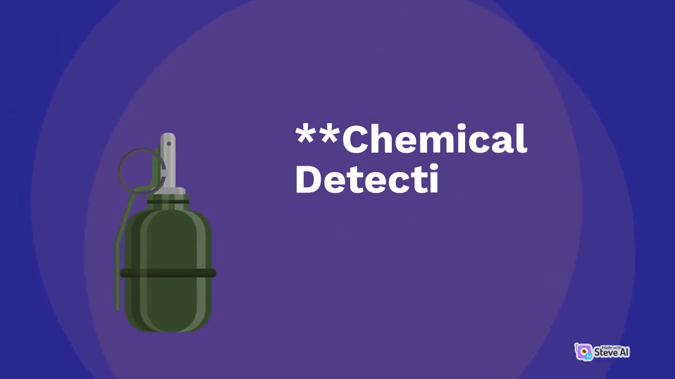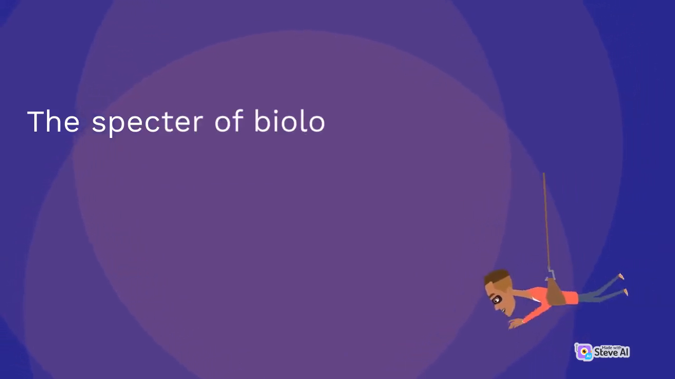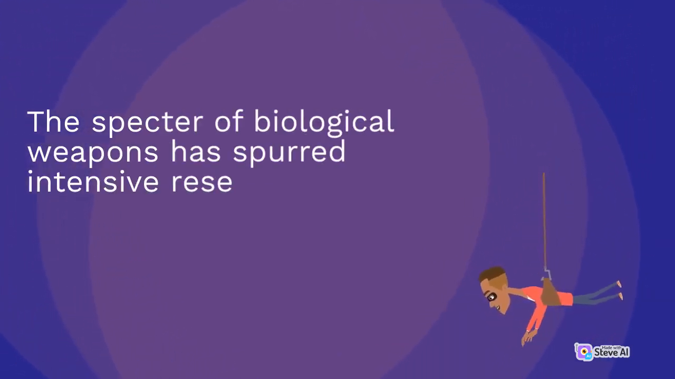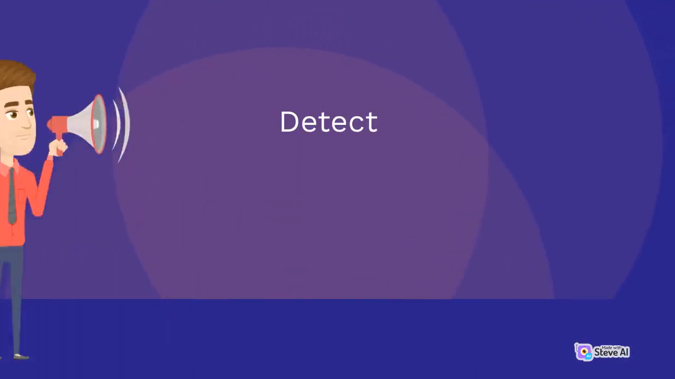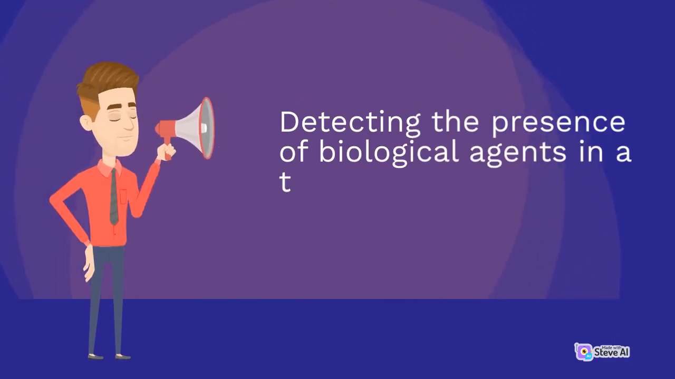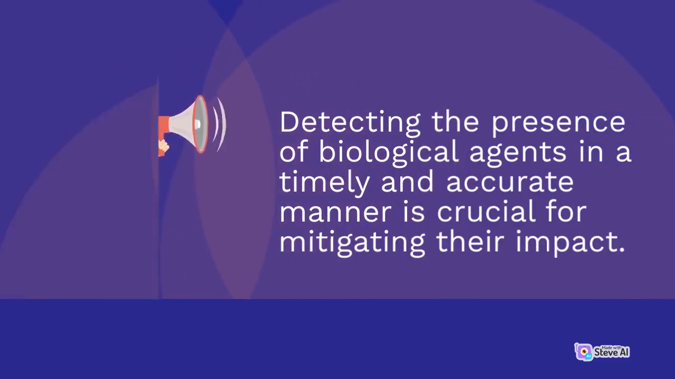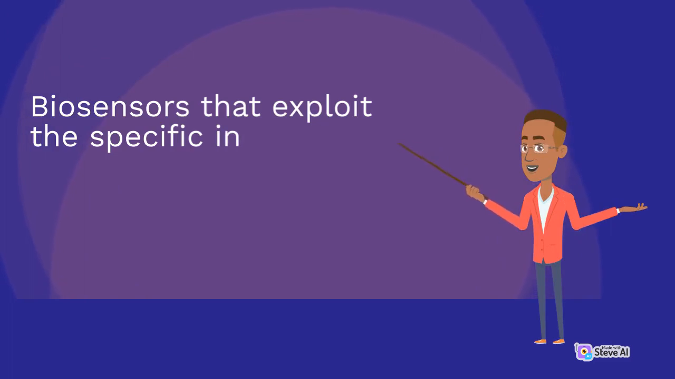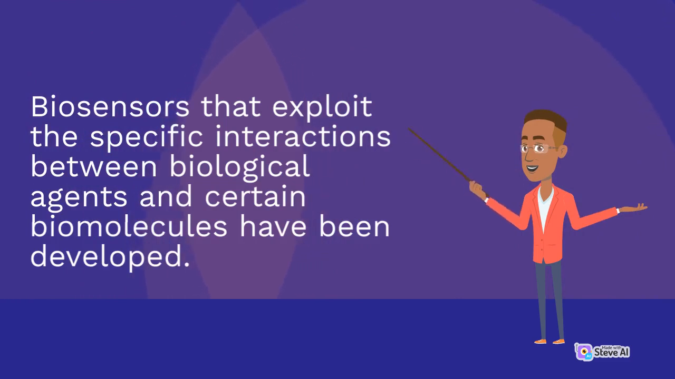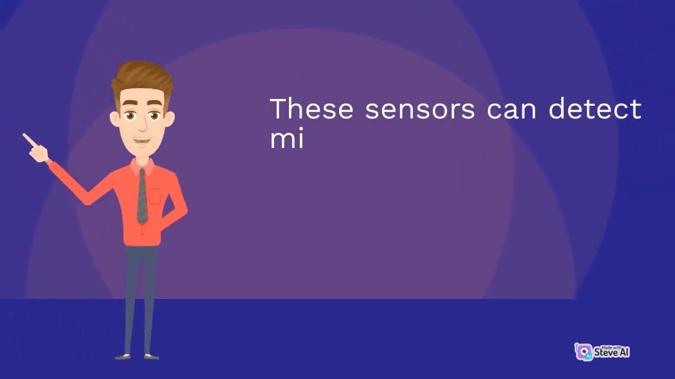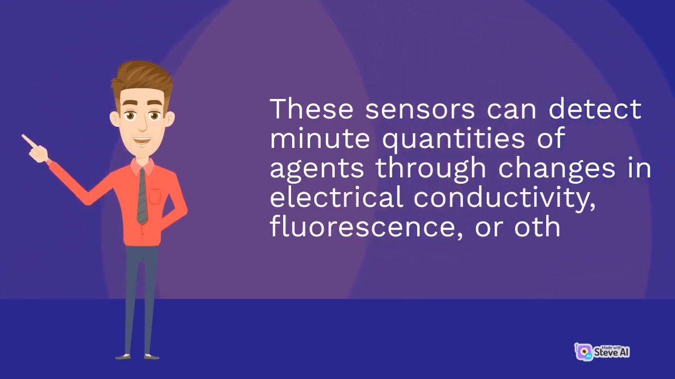Chemical detection and defense. The specter of biological weapons has spurred intensive research into chemical detection and defense strategies. Detecting the presence of biological agents in a timely and accurate manner is crucial for mitigating their impact. Biosensors that exploit the specific interactions between biological agents and certain biomolecules have been developed. These sensors can detect minute quantities of agents through changes in electrical conductivity, fluorescence, or other chemical properties.